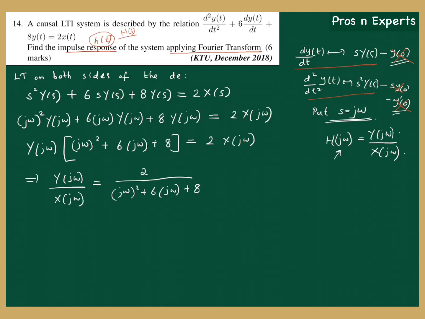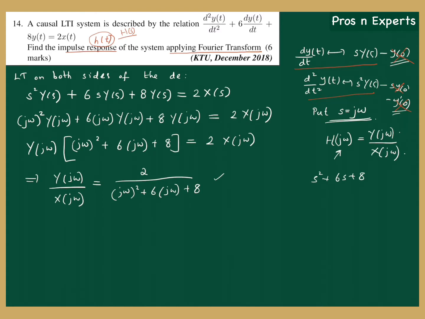Okay, you treat j omega together. That will be very simple. So 2 by j omega the whole square plus 6 j omega plus 8. Now can you treat j omega as a single variable, and can you visualize the denominator of this expression as a second order, a quadratic equation? Can you visualize it? Of course, it is very simple. It is like s square plus 6s plus 8, where s is equal to j omega, right?